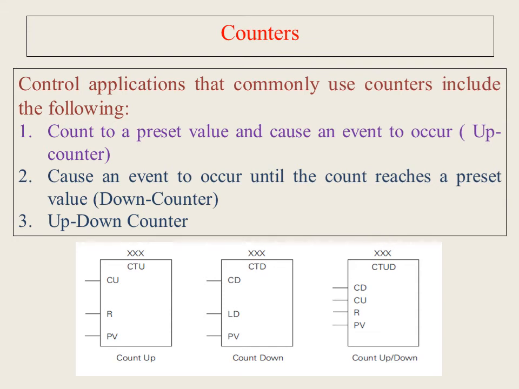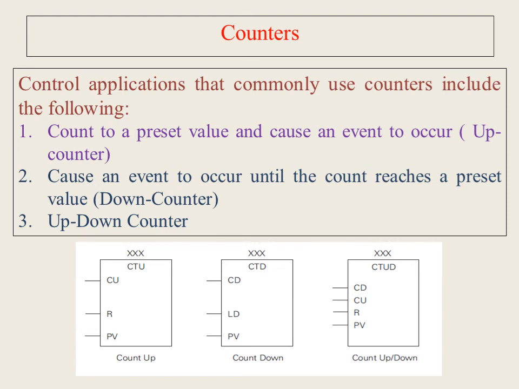The counter is required for some control applications. Control applications that commonly use counters include the following. There are three types. First, count to a preset value and cause an event to occur, that is the up counter. Second, count an event until the count reaches a preset value, that is the down counter. And the third one is the up-down counter. So three counters are there: count up, count down, and count up-down.